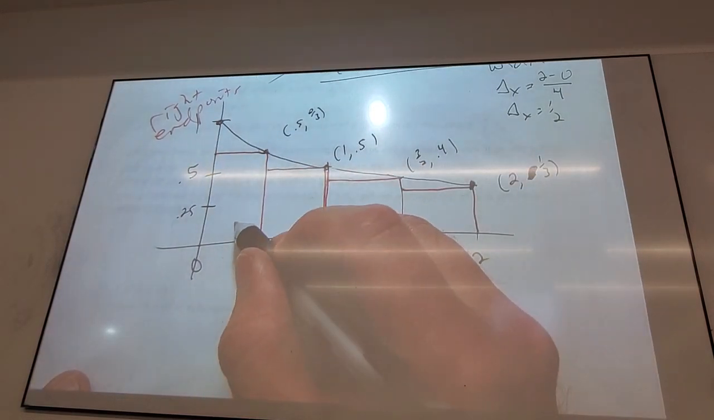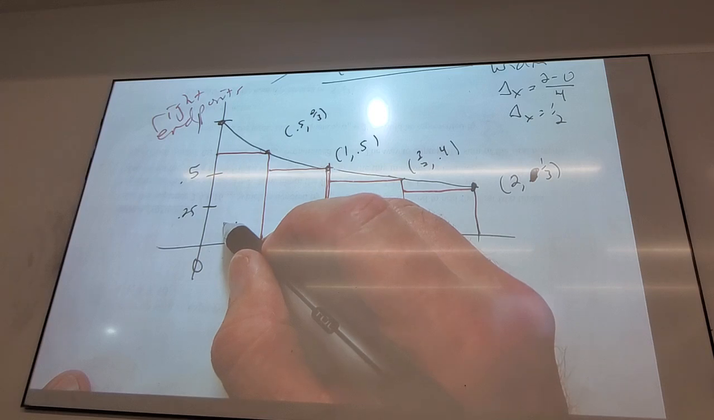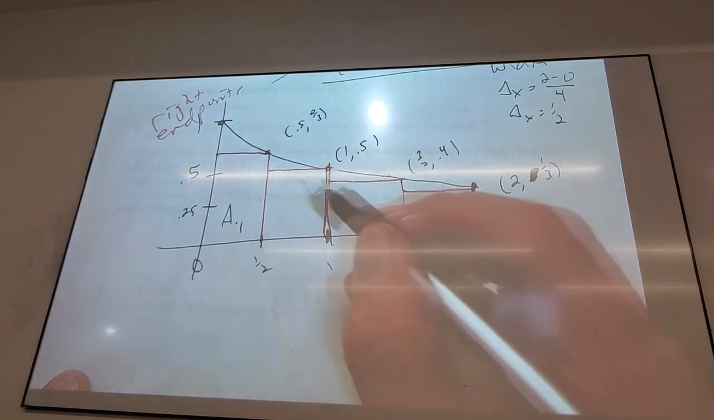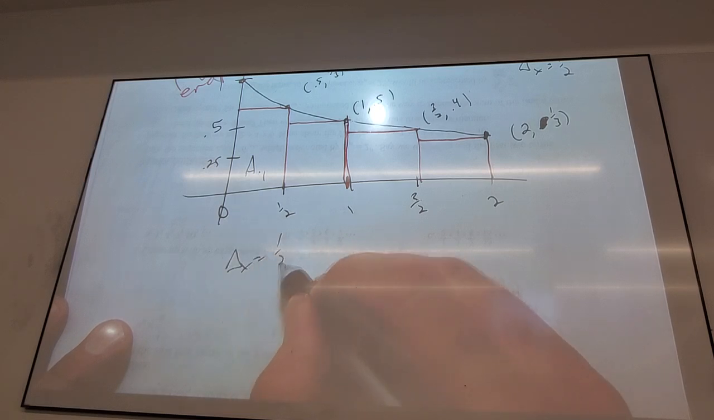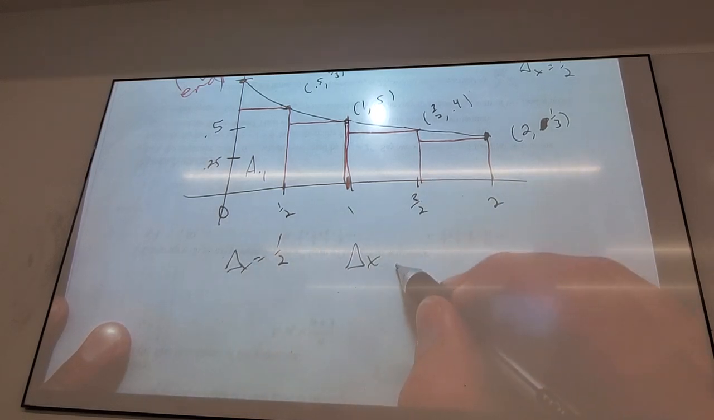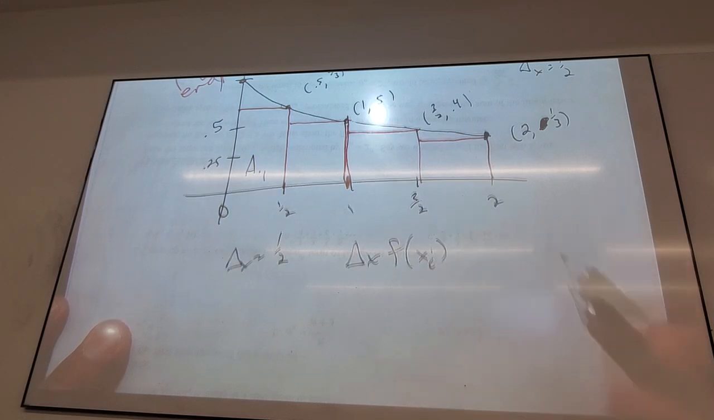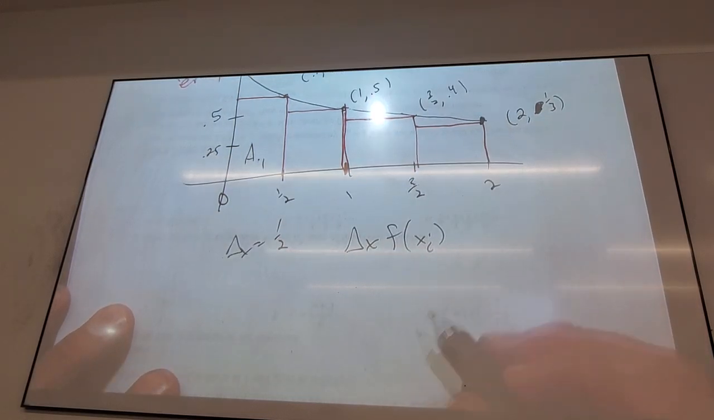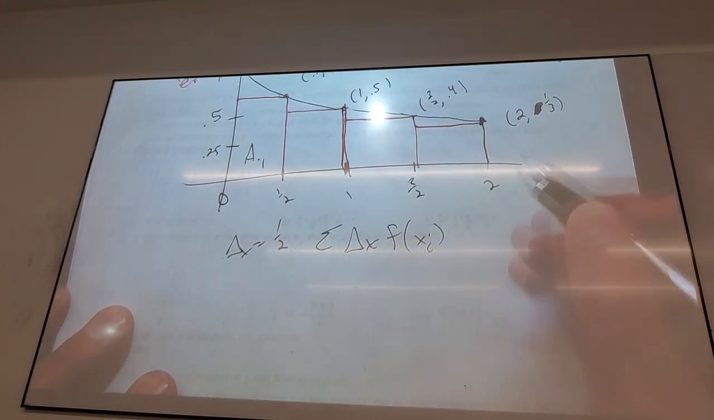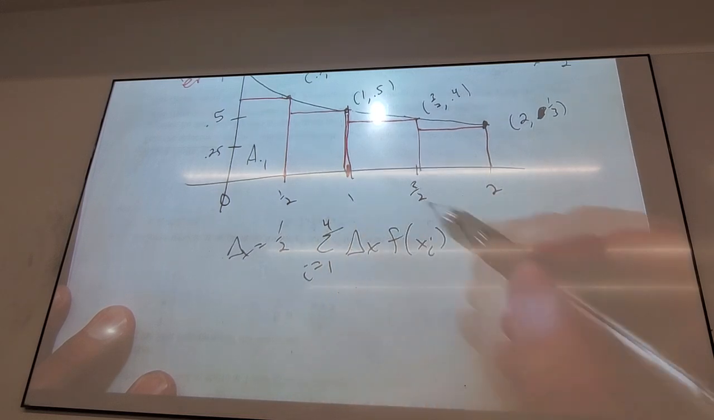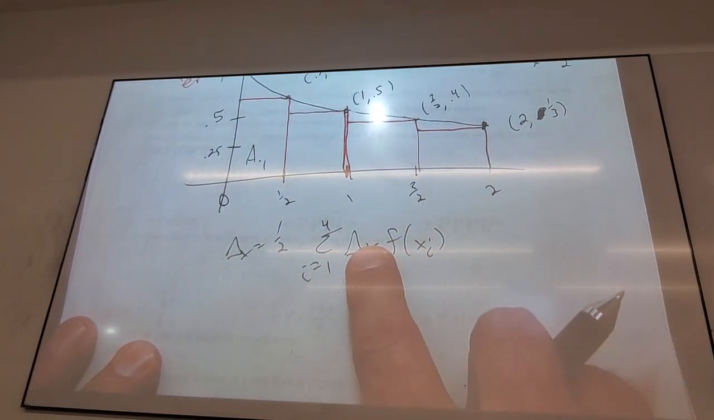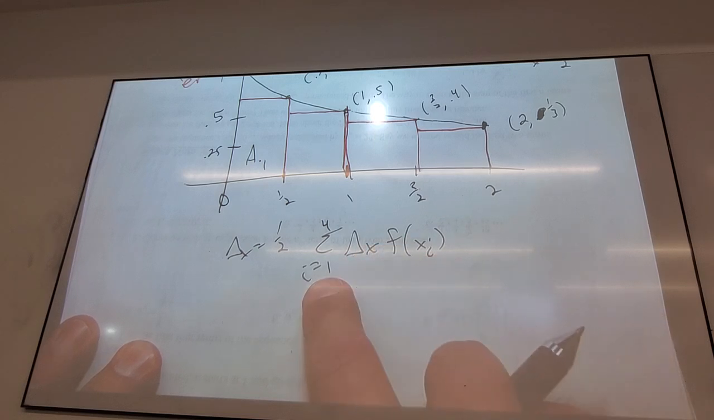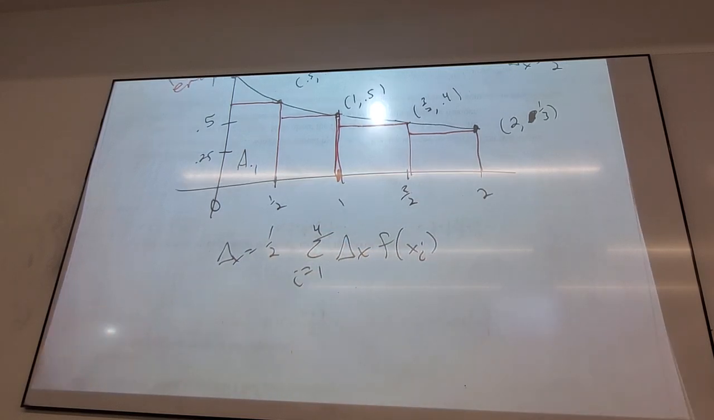How do I get the area of the first rectangle? Yeah, the width is 1/2 for each one, right? So in general, it's the width times the height. Does that look familiar? And then I'm going to add them up, and I've got 4 of them, yes? The width times the height, add them up, and I got 4. That's all that means.